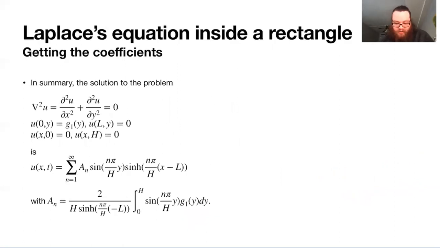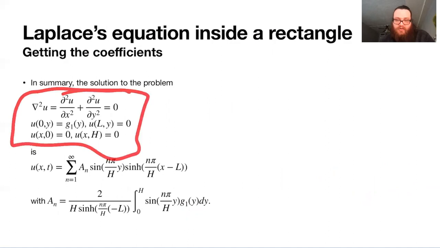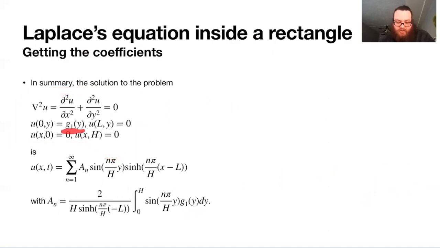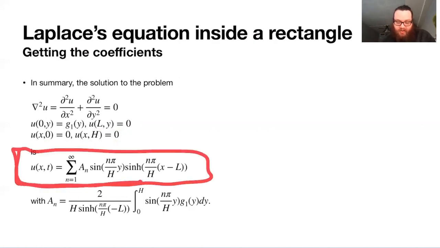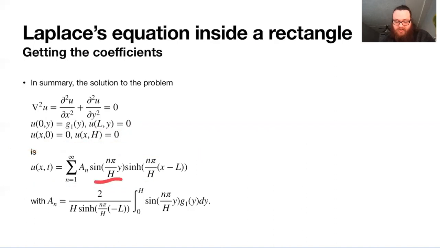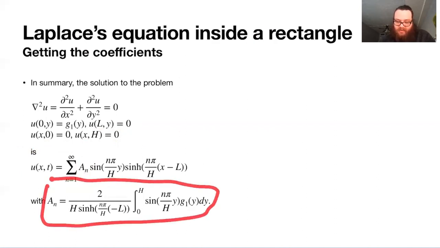So, in summary, what have we done? We considered this problem where we have one non-zero boundary condition, and all the other boundary conditions were 0. Using separation of variables, we're able to construct a general solution that looks like sine in terms of y, and then this hyperbolic sine, or sinh, in terms of x. And then the question is, what are these coefficients? We can compute them using the same technique as before. And when we use that same technique, what we end up with is this.